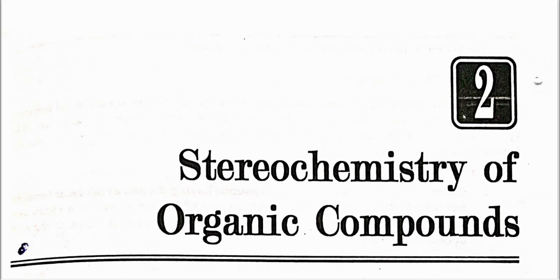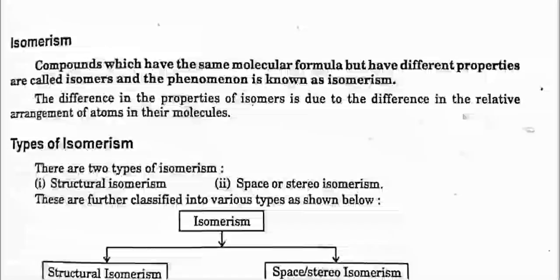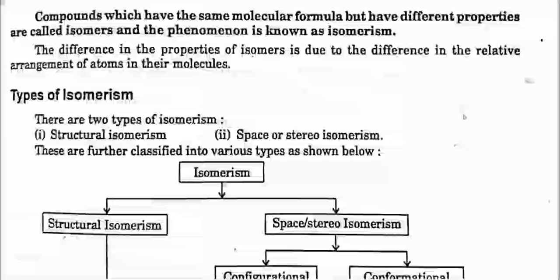Today we are going to read the chapter Stereochemistry of Organic Compounds. So here we go. Isomerism. Compounds which have the same molecular formula but have different properties are called isomers, and the phenomenon is called isomerism. The difference in the properties of isomers is due to the difference in the relative arrangement of atoms in their molecules. Types of isomerism.